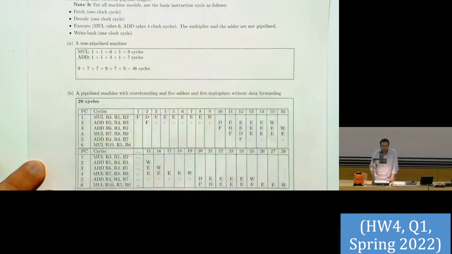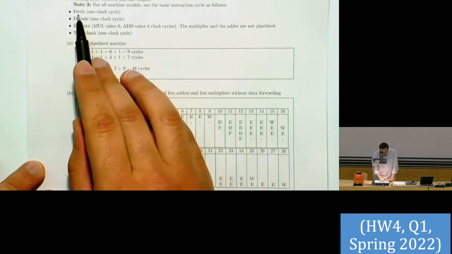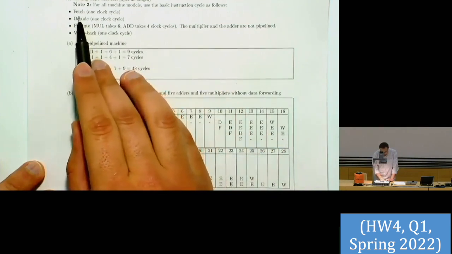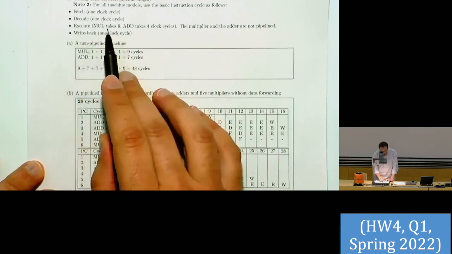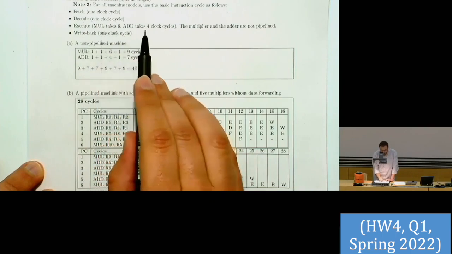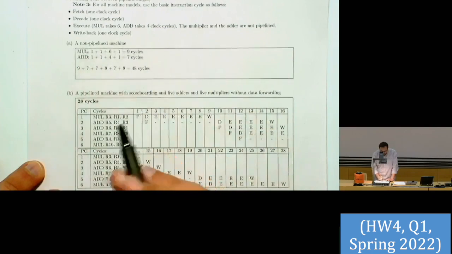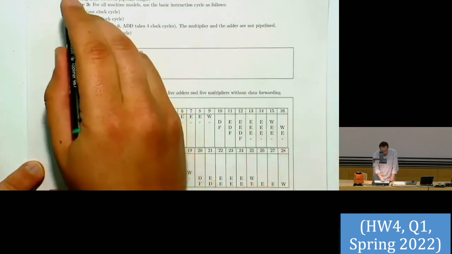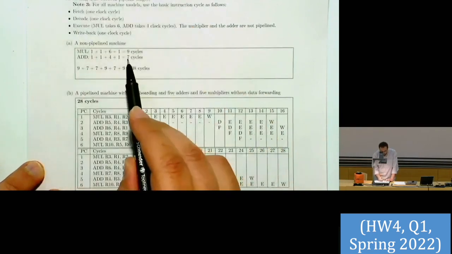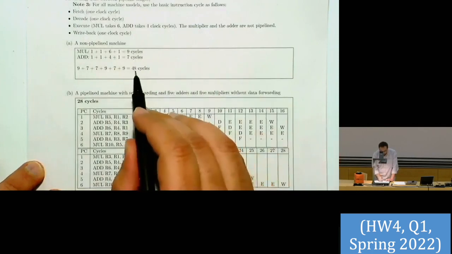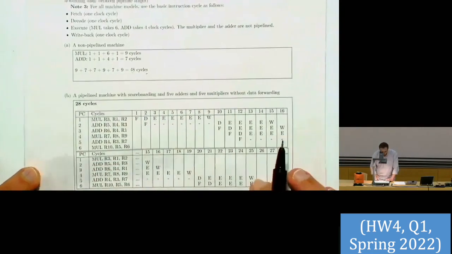And here we make an assumption in the first question. When we have a pipeline, fetch takes 1 cycle, decode takes 1 cycle, execute takes 6 cycles for multiply and 4 cycles for addition, and then write back takes 1 cycle, right? So our basic assumption here is when we run a mul, it's going to take 9 cycles. When we run add, it's going to take 7 cycles. So in total, it's going to be 48 cycles when you just add them up on top of each other, because we don't have pipelining here.